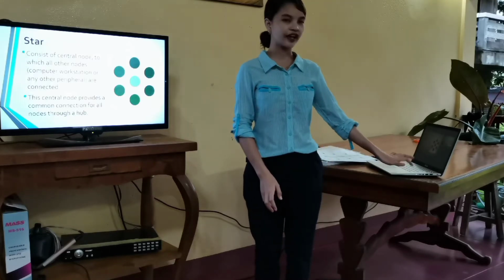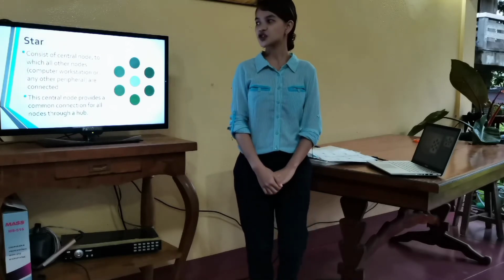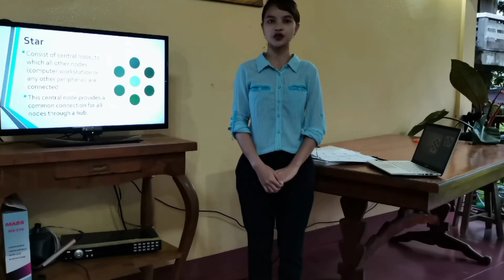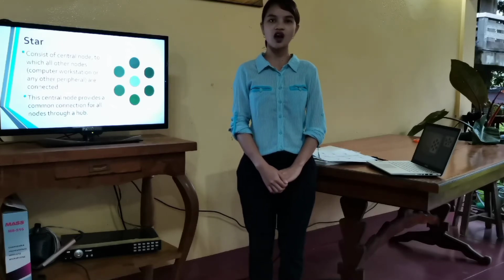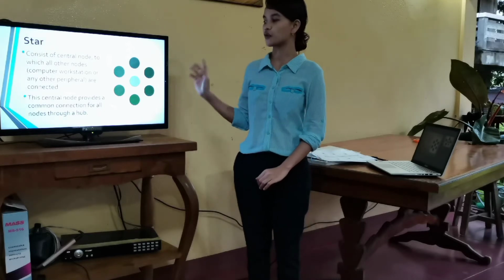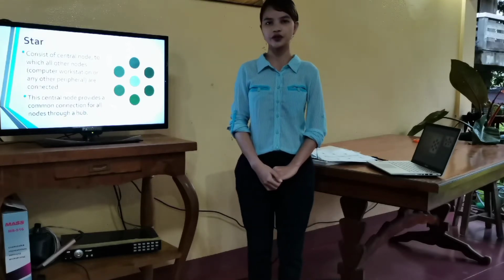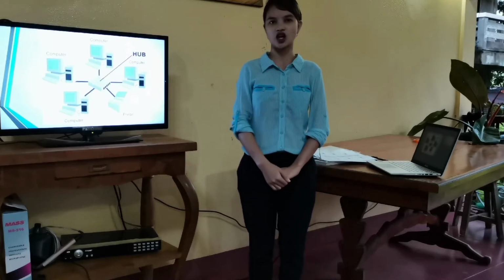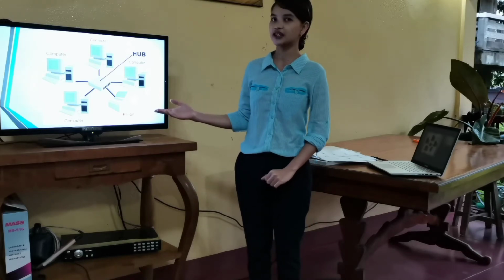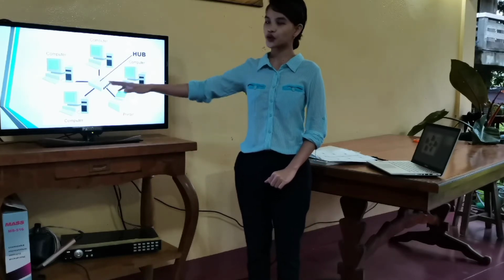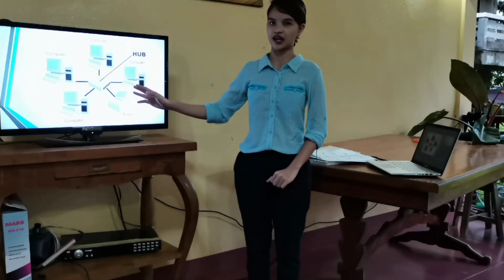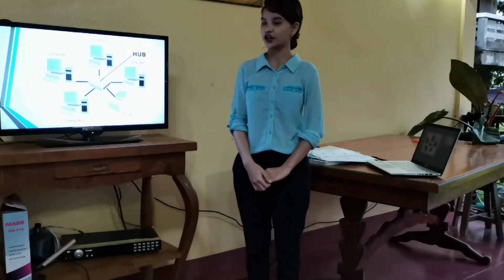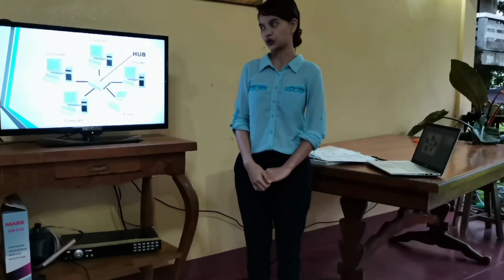So let us first define what is a star topology. Star topology consists of a central node, to which all other nodes or computer workstations or any other peripheral are connected. And this central node provides a common connection for all nodes through a hub. So class, this picture shows what is a star topology. In a star topology, data on a star network passes through a hub, switch, or concentrator before continuing to its destination. The hub, switch, or concentrator manages and controls all functions of the network.